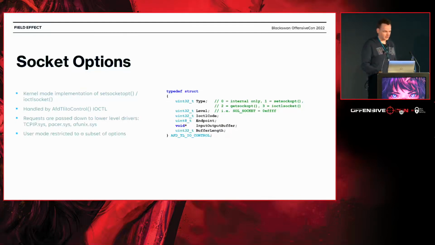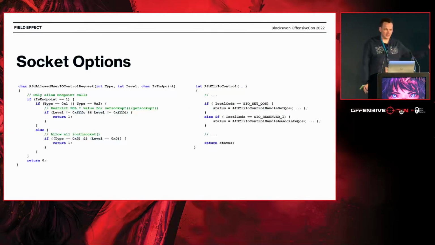In terms of the validation that happens, this function here on the left gets called if the request is coming from user mode. First of all, it makes sure that the endpoint field is set in the packet, and then it checks the type. The first block, the 1 or 2, was set or get socket options. If you're that, it makes sure that your socket level is not these two values. You can't do FFFC or D. Anything else is okay. And then the else case says it's also okay if it's type 3, which is ioctl socket, and your level is 0. That restricts any use of the internal option.